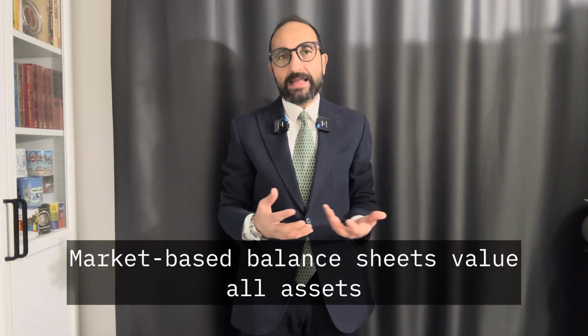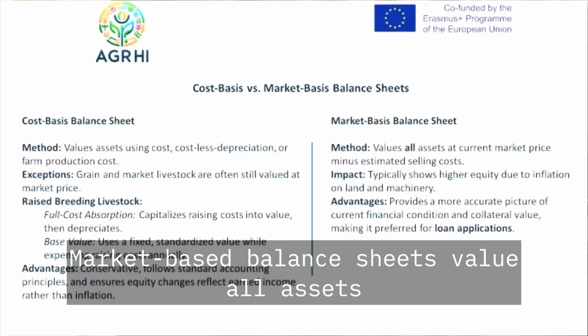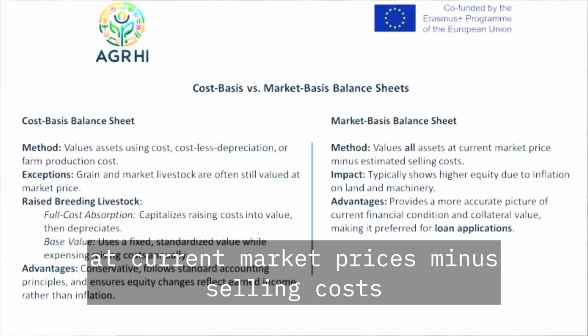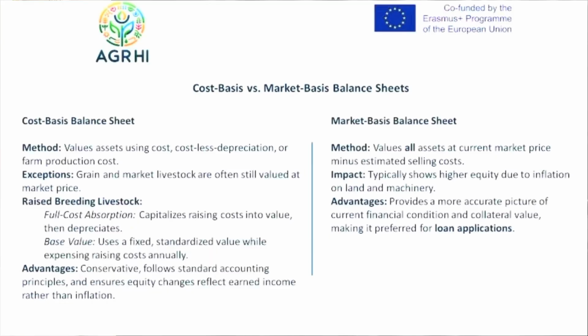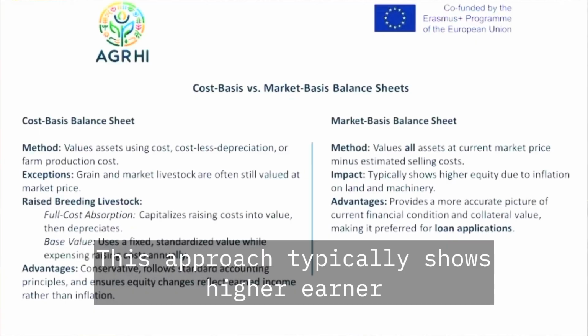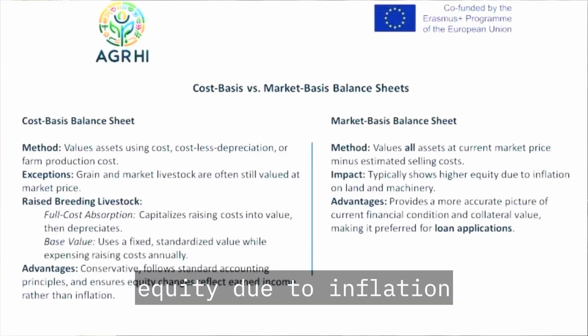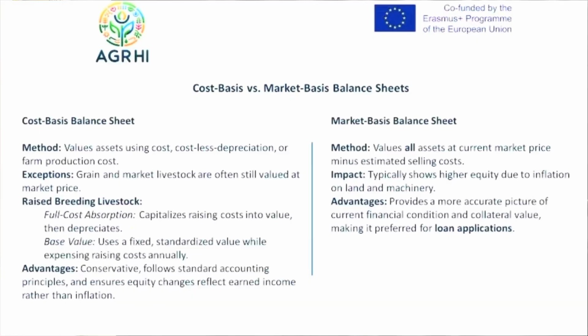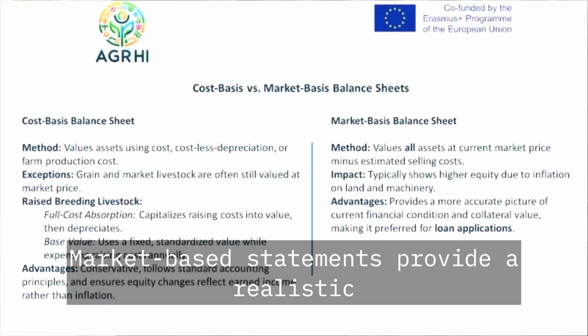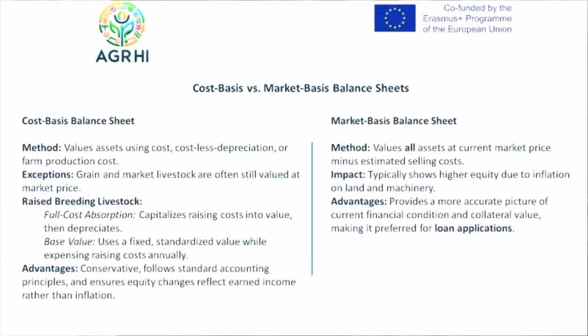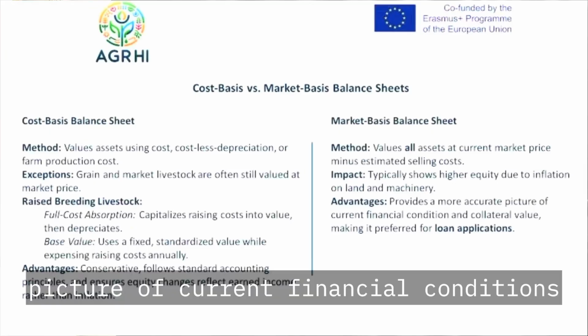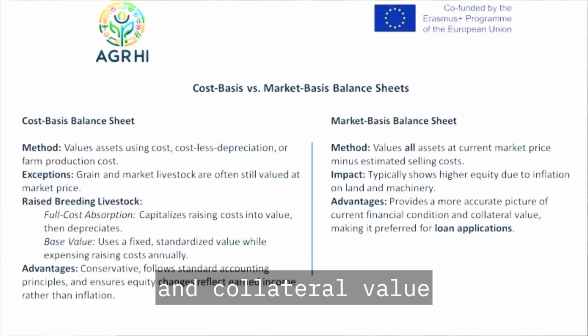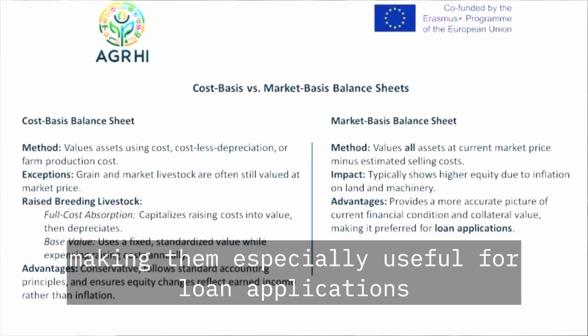Market basis balance sheets value all assets at current market prices minus selling costs. This approach typically shows higher owner equity due to inflation, especially for land. Market basis statements provide a realistic picture of current financial condition and collateral value, making them especially useful for loan applications.